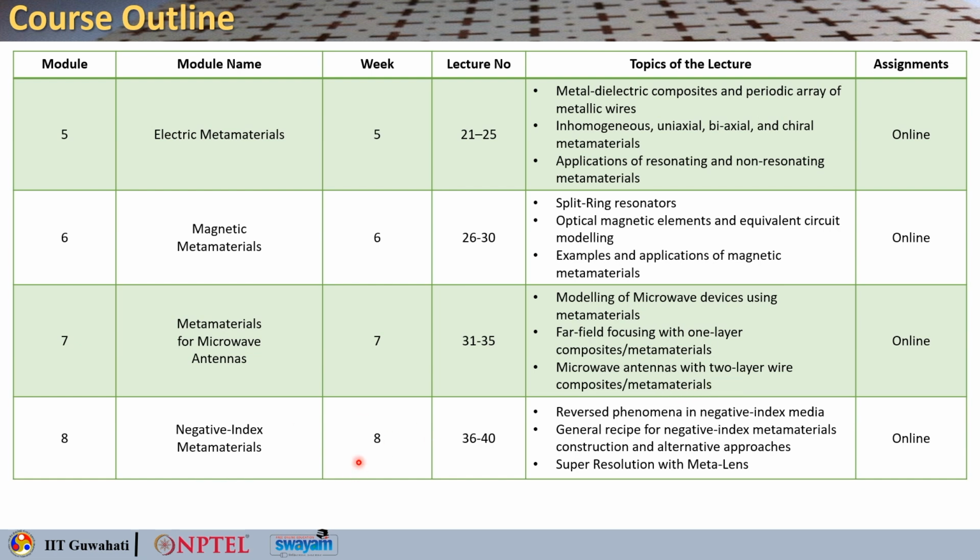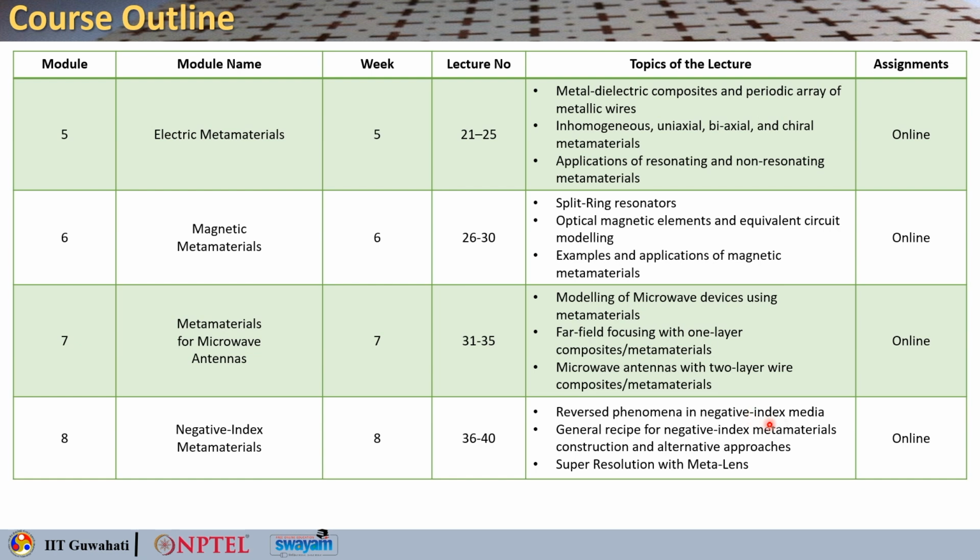In week 8, we'll focus on negative index metamaterials. That is where both your permittivity and permeability are simultaneously negative in a particular frequency region. There we will see the reversed phenomena in this kind of negative index media. We'll discuss the general recipe for creating this kind of negative index metamaterials, how you can make them and what are the different approaches people have found out. We'll discuss super resolution using meta lens.